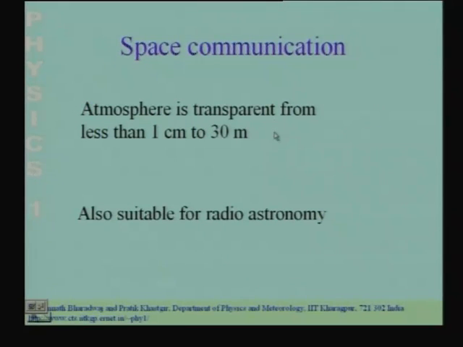So, if you wish to communicate with a satellite in outer space, which is beyond the atmosphere, you could use the wavelength range 1 centimeter to 30 meters for such communication.